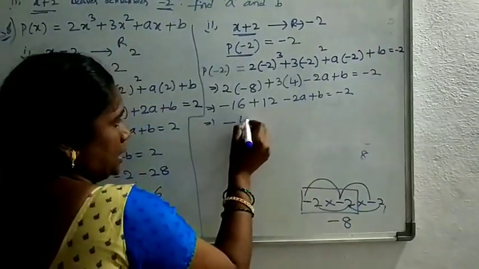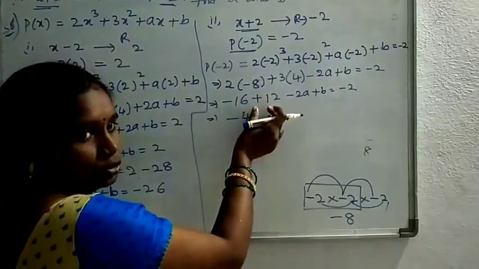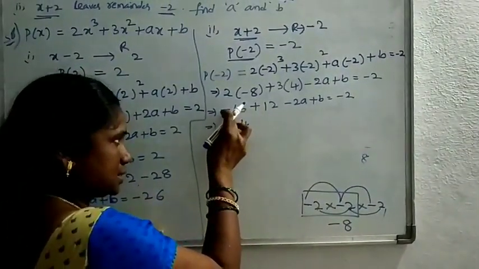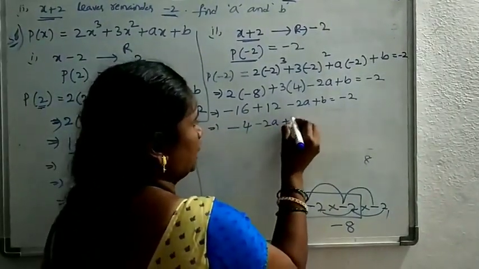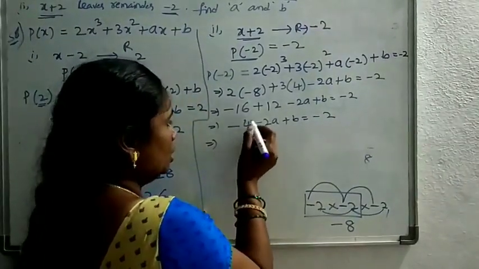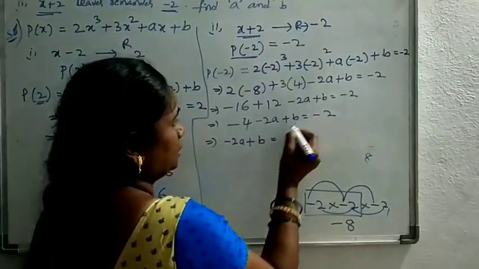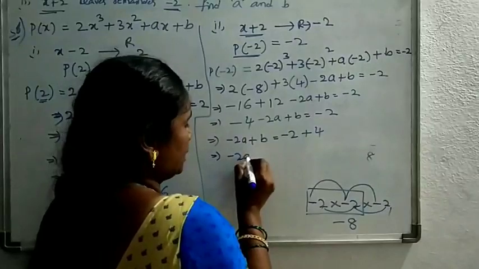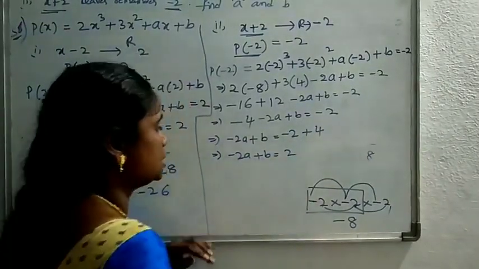Minus 16 plus 12. One is a negative number and one is positive, so we have to subtract. 16 minus 12 is 4, and 16 having the sign minus, so minus 4. Minus 4 minus 2a plus b is equal to minus 2. If we transfer minus 4 to that side, it will become plus 4. So minus 2a plus b is equal to minus 2 plus 4, which is 2.